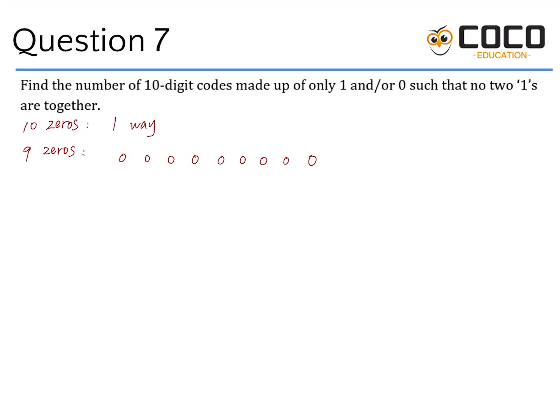Now, the position where we can place the digit 1 is either on the left or between any 2 zeros or on the right of the last 0. So you check this down arrow, there is 10 of them. We can choose from 10 positions. This is 10 choose 1. We only have 1 digit 1, 10 ways.